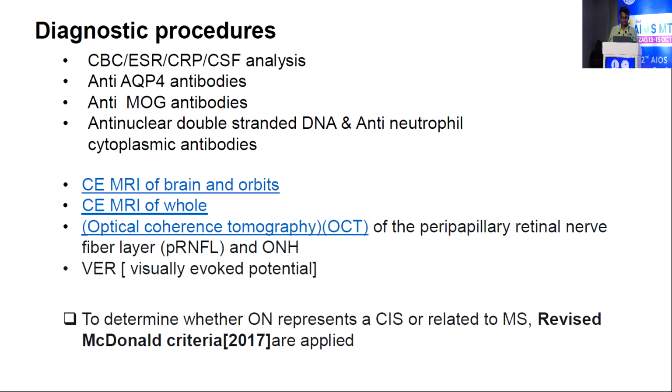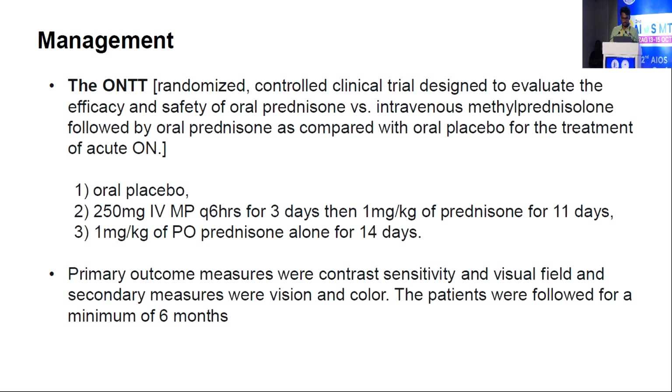Diagnostic procedures are anti-aquaporin-4 antibodies, anti-MOG antibodies along with normal CBC, erythrocyte sedimentation rate and CRP, contrast enhanced MRI of brain and both orbits, contrast enhanced MRI of whole spine, OCT of peripapillary retinal nerve fiber layer and optic nerve head, with a visual evoked potential. To determine whether optic neuritis represents CIS or is related to MS, revised McDonald criteria are applied. Management is based on the optic neuritis treatment trial.